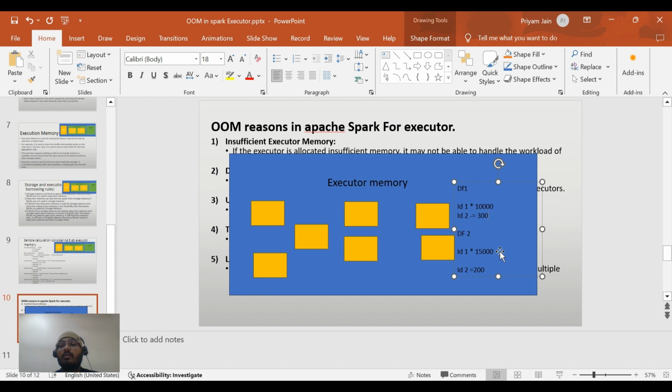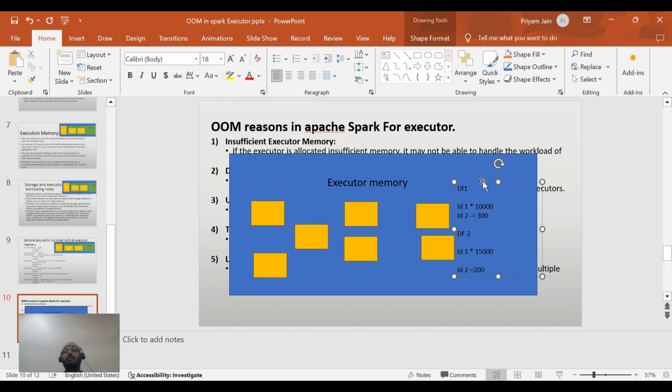Then data spilling will happen for different partitions, right? Suppose ID2 cannot be stored, so ID2 can be spilled into the disk. But what if ID1 and ID2 come in the same partition, and the executor memory is not enough? Suppose this executor memory block is not able to occupy all these ID1 values. Then some part of ID1 can come to this executor memory and like 4 to 5 records can be spilled. That cannot happen, right? That will be a different thing. Then it will cause an out of memory exception because of data skew.